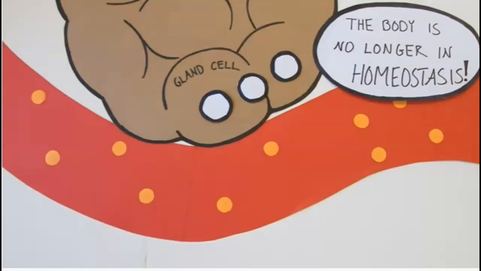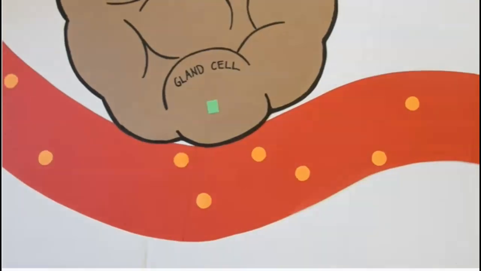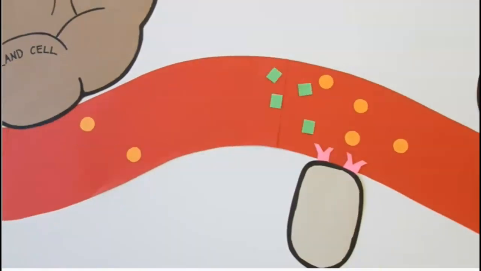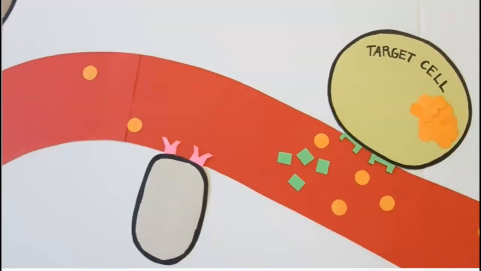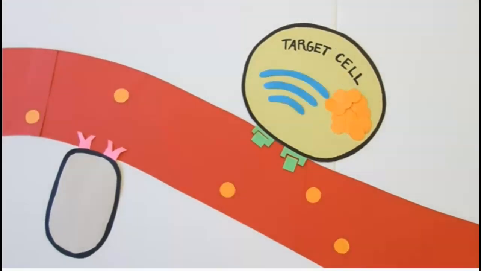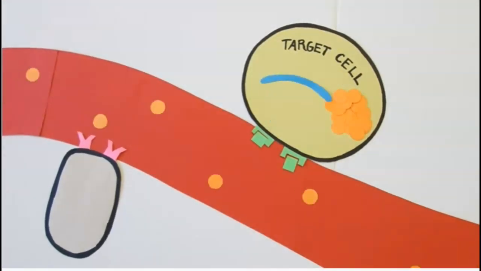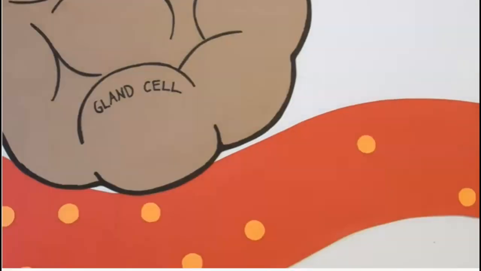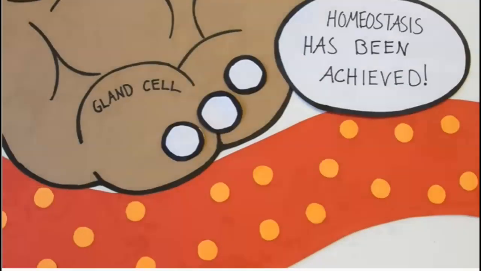A gland senses a change in the body and secretes a hormone. Hormones travel through the blood. Hormones are receptor specific. A hormone signal is amplified. And finally, hormones are regulated by feedback, many times negative feedback.